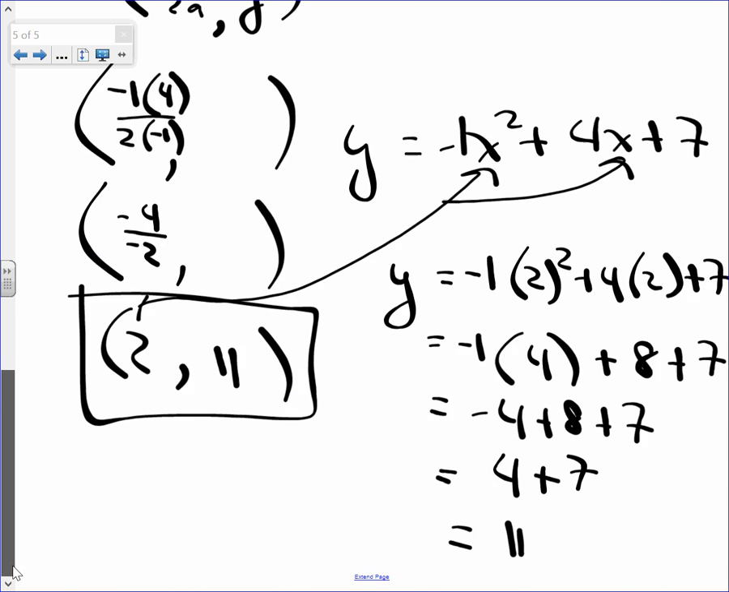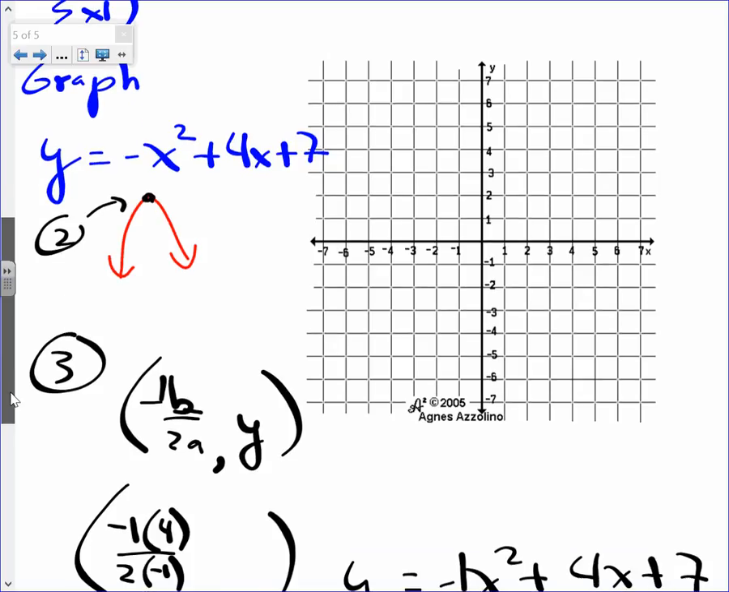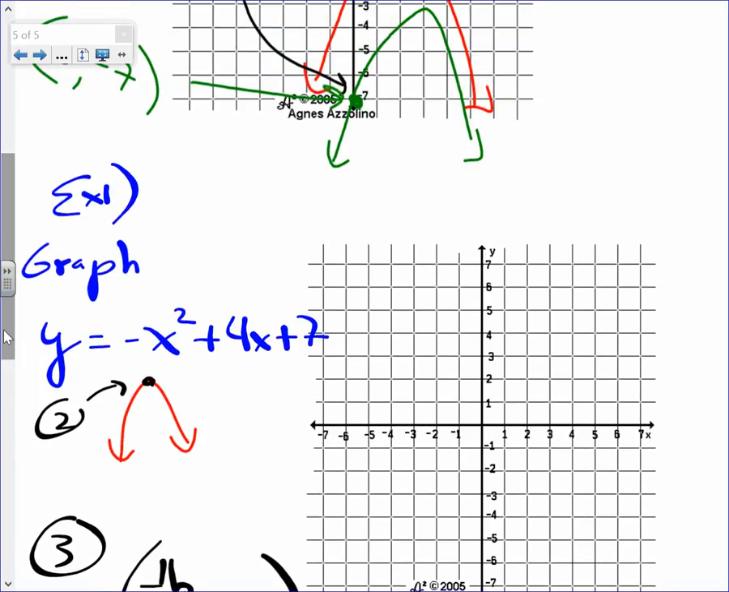Plot that with me. 2, 11. Stay with me. 2, here's 7, 8, 9, 10, 11. Here's way up here. There's 2, 11 right there. Plot that with me. There's 2, 11. It's off my chart.